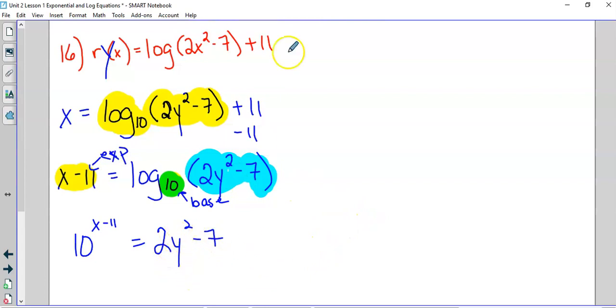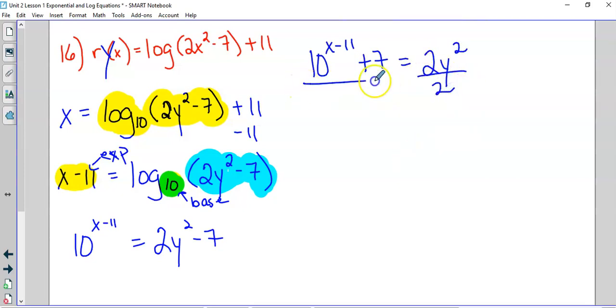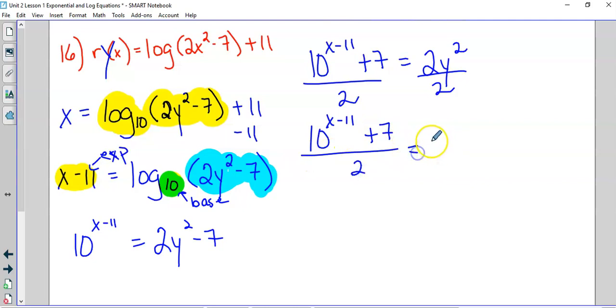Okay, all right, so now I need to get the y by itself. I'm going to add 7 on both sides. 10 to the x minus 11 plus 7. It just goes over here. You can't add it to the 11 or add it to the 10 or anything. You just rewrite it like that. Equals 2y squared. The next thing I need to do is divide both sides by 2. So 10 to the x minus 11 and then plus 7 out here divided by 2 equals y squared.